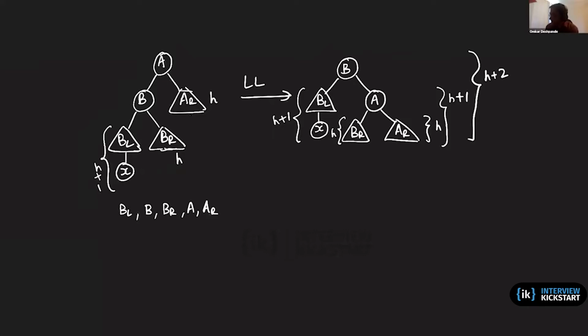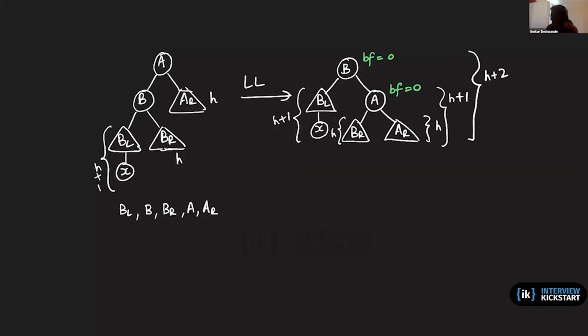What about the balance factors at each of the nodes? Well, B is going to have a balance factor of 0 because the height of the left subtree is H plus 1, right subtree is H plus 1. A has a balance factor of 0 as well. And none of the other subtrees have changed. So their balance factors were not violated before, they're not going to be violated now as well. So things seem to be fine in terms of the balance factors.